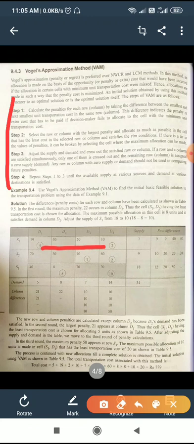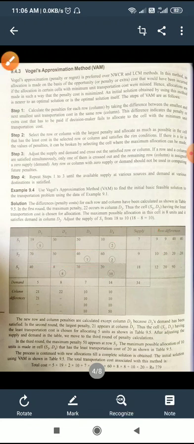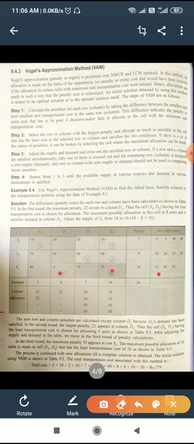In the first row the two smallest values are 10 and 19, so the penalty is 9. In the second row the two smallest values are 30 and 40, and the difference between them is 10. In the next row the minimum costs of two cells are 8 and 20, so the difference is 12. So using this method we find the row penalties 9, 10, 12.